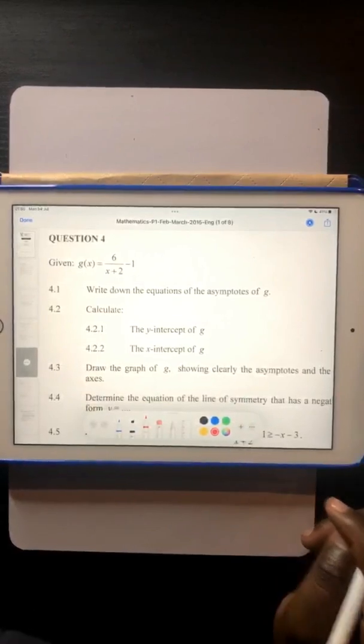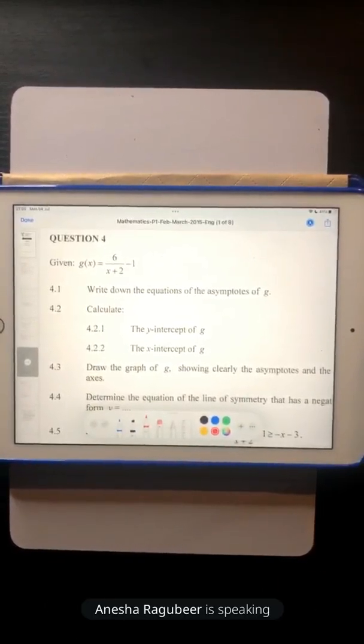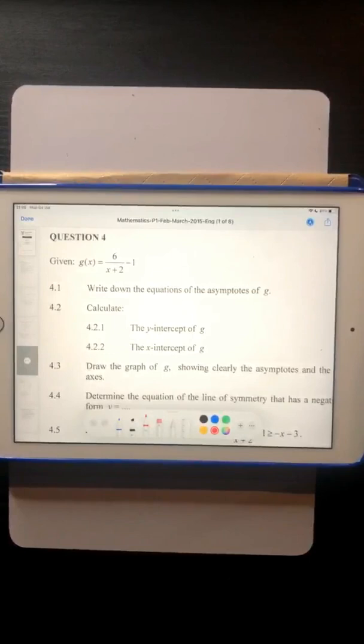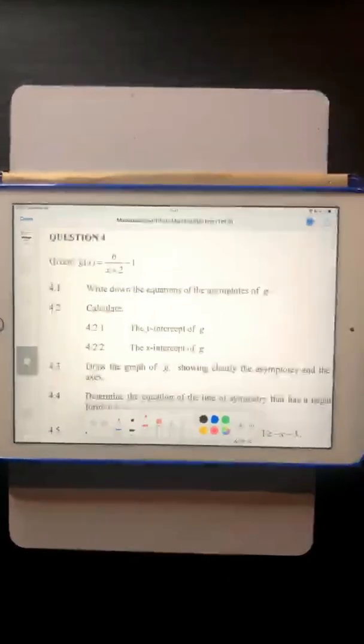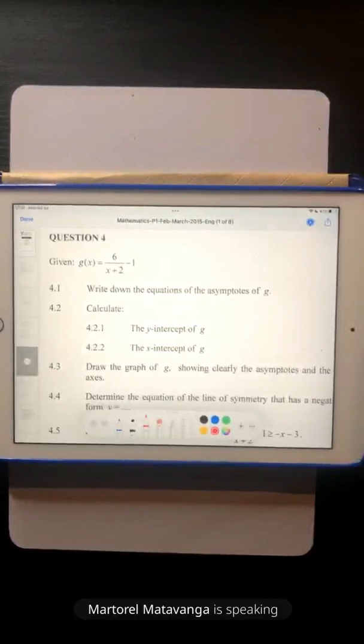Hey, Shreyas ran away. Hyperbola. Hyperbola. Marto, French. Yes, sir.